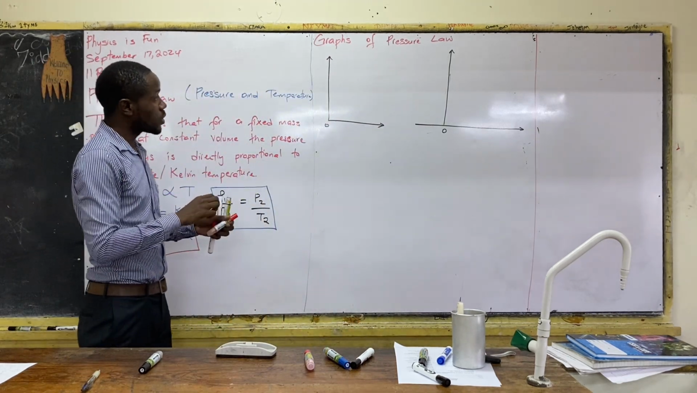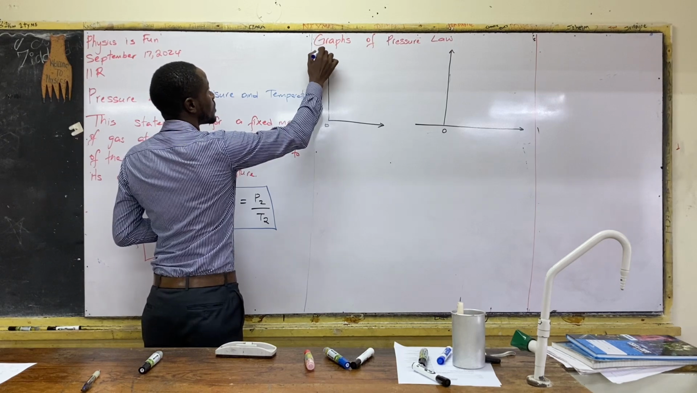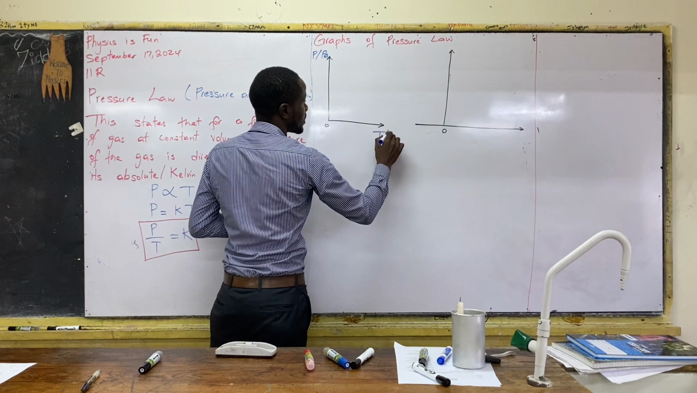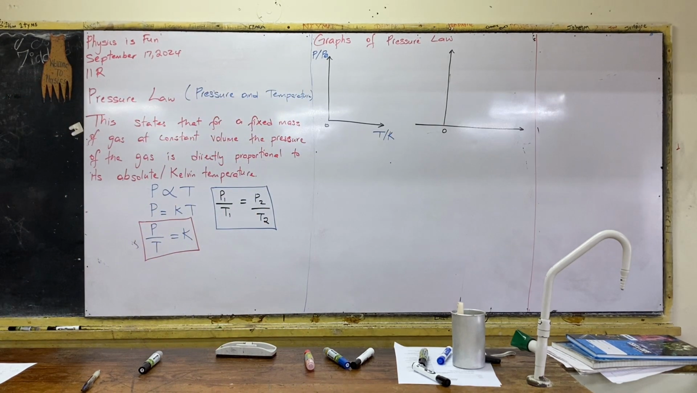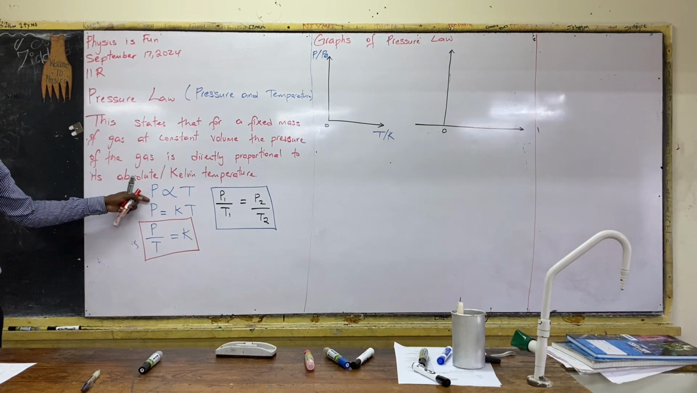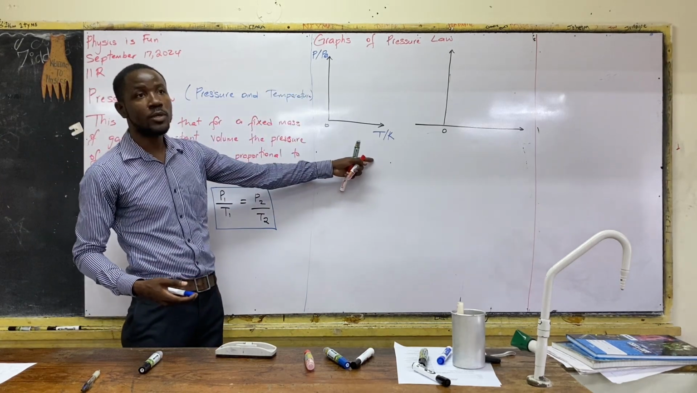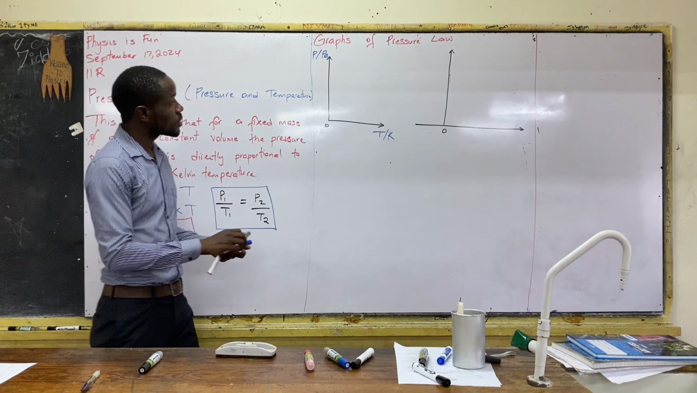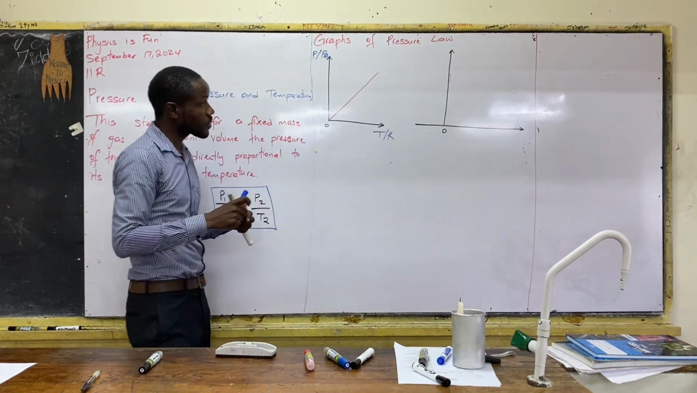So, for this one, we're plotting pressure instead of volume, measured in Pascal, against temperature in Kelvin. Just like we saw with Charles' law, for the pressure law, the pressure is directly proportional to the Kelvin temperature. So if we plot pressure against Kelvin temperature, we would expect a directly proportional relationship, a straight line through the origin, just like that.